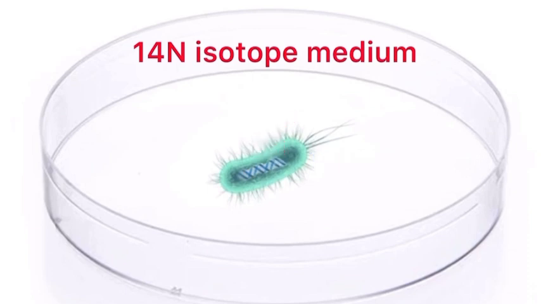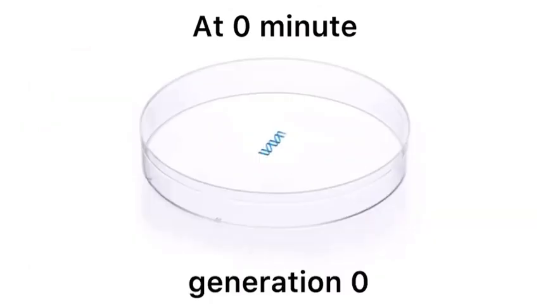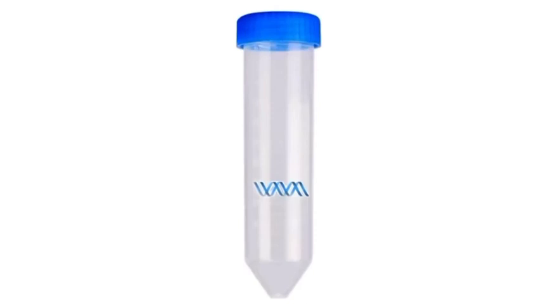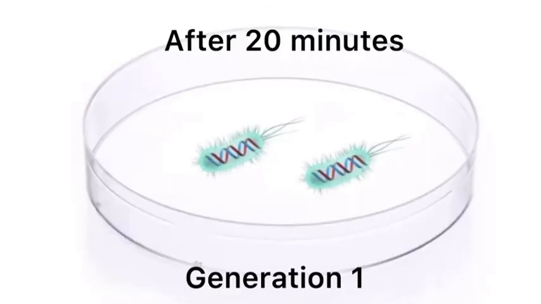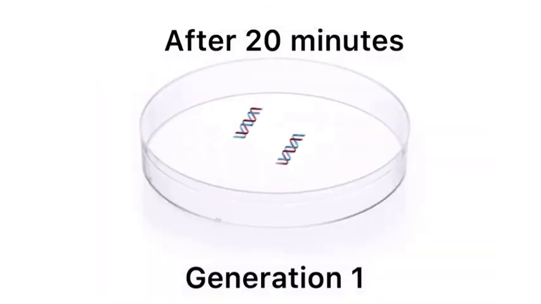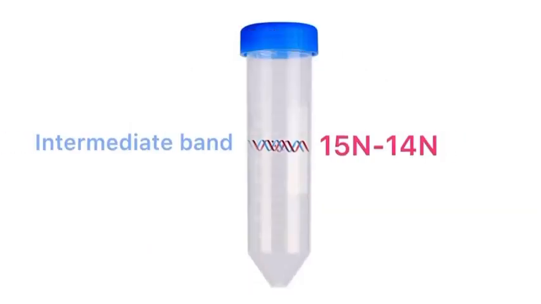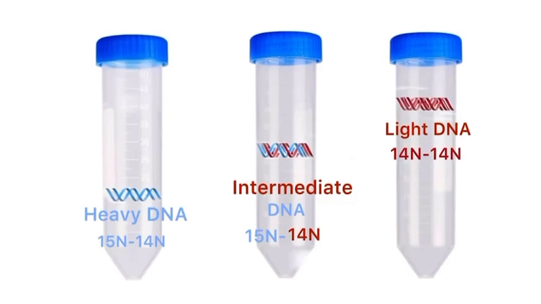E. coli doubles every 20 minutes. DNA isolated from cells at the start of the experiment produced a single band after centrifugation. This result made sense because the DNA should have contained only heavy 15N at that time. DNA isolated after one round of DNA replication also produced a single band when centrifuged. However, this band was intermediate in density between the heavy 15N DNA and the light 14N DNA.